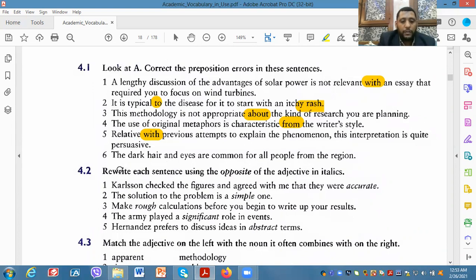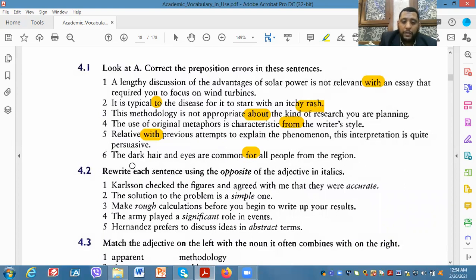Number 6, the last one. The dark hair and eyes are common for all people from the region. So where is the preposition here that should be corrected? The dark hair and eyes are common for all people from the region. So for is not right. It's not the right preposition.